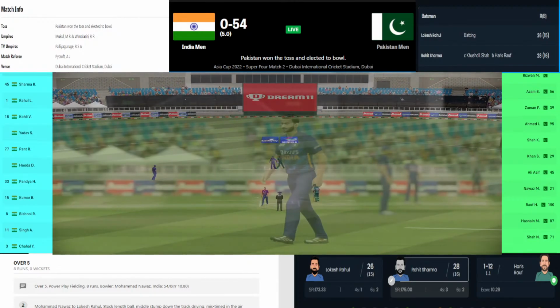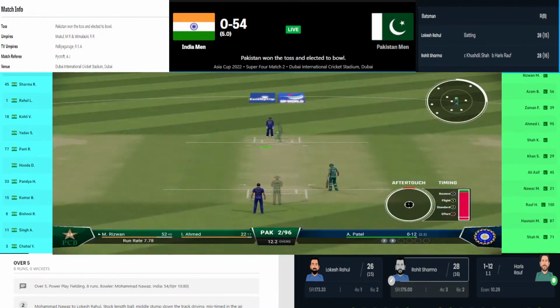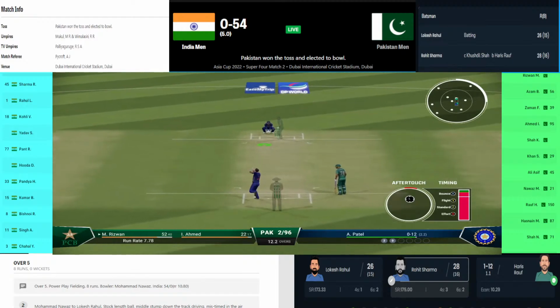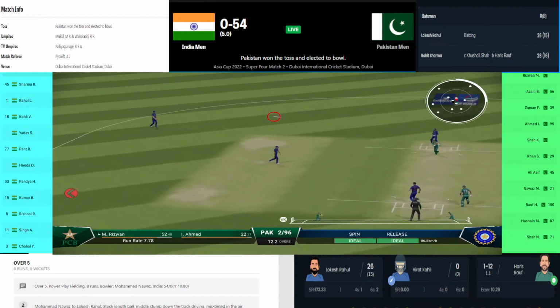It has been a story for Rohit Sharma for almost every innings. He plays very well in the start, everything from the middle of the bat, but suddenly he plays this kind of a shot.